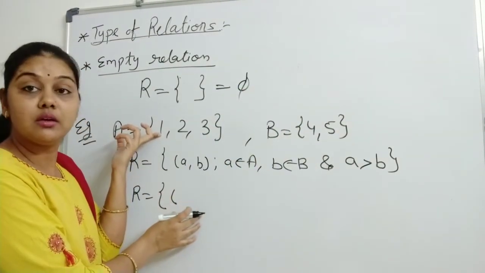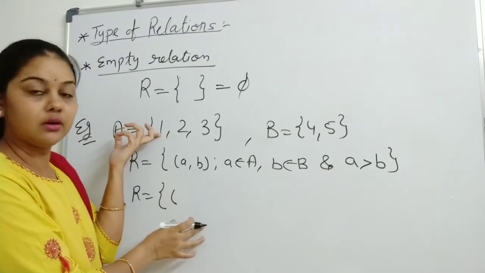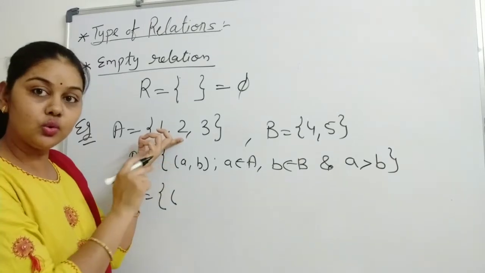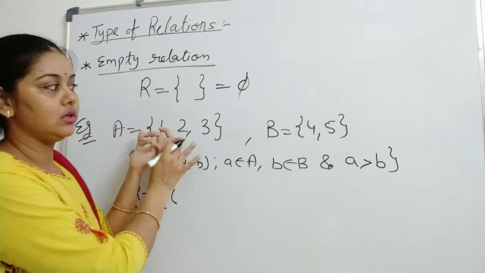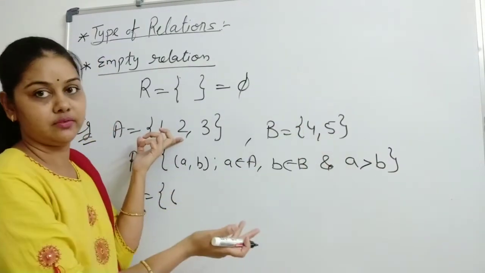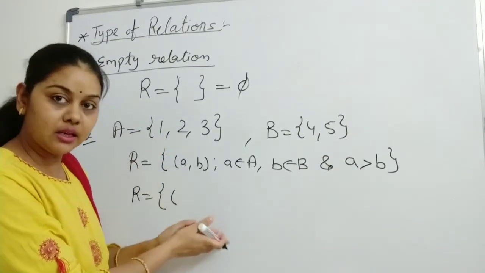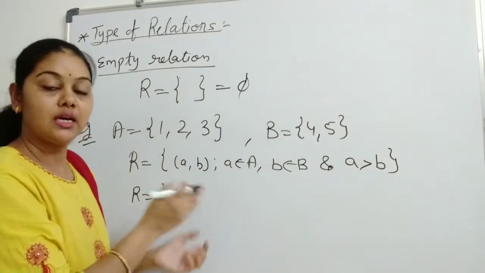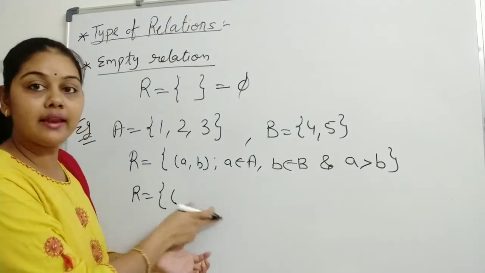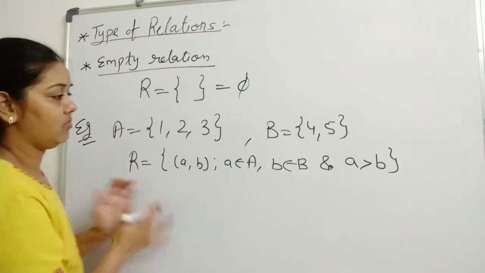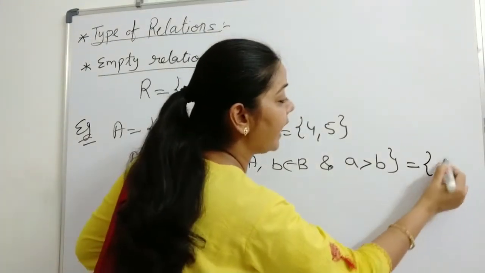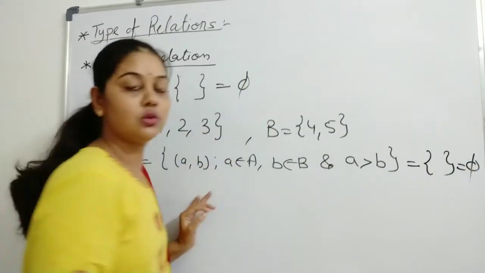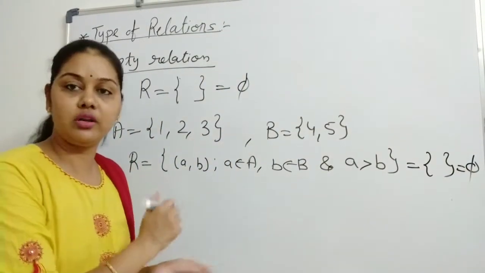So there will not be any ordered pair having pre-image 1. Now taking 2, find the value of b. 2 is again not greater than 4 and 5. Again I will not have any element here. 3 is again not greater than 4 and 5. So again I will not get any element here. It means I have not got anything. This is empty. So this is called empty relation.